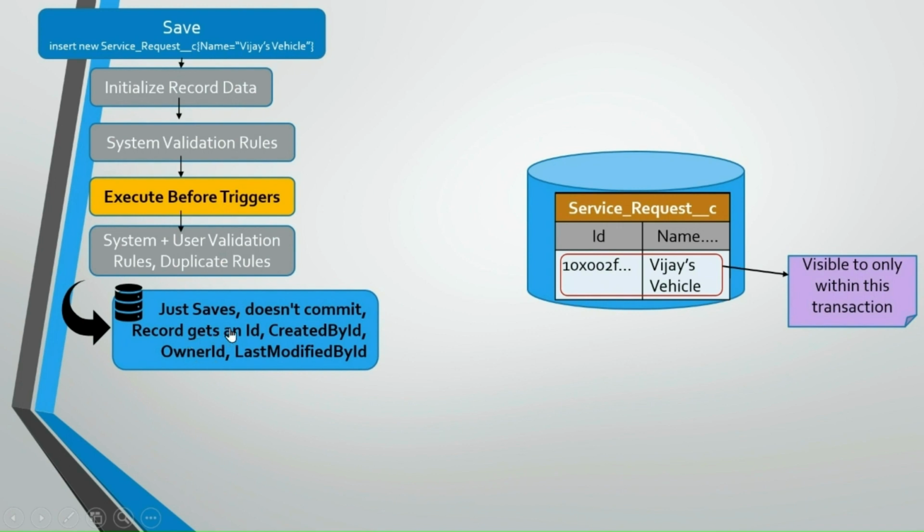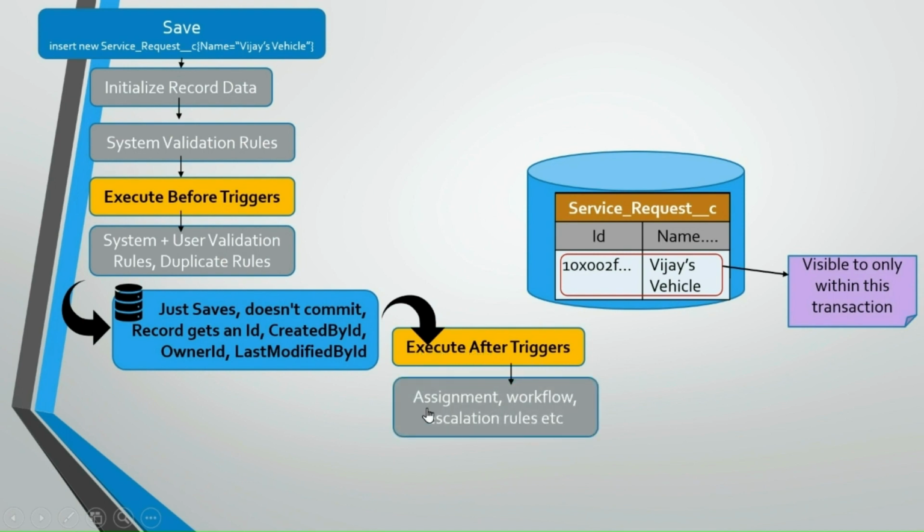This is an important concept to understand the triggers clearly. That is, it just saves, it doesn't commit it. Then after this save operation, the system executes the after triggers. We will see in detail on execute after triggers in our upcoming slides. Then after this step, Salesforce performs the assignment, workflow, escalation rules, etc. Then after that, it commits DML into the DB.